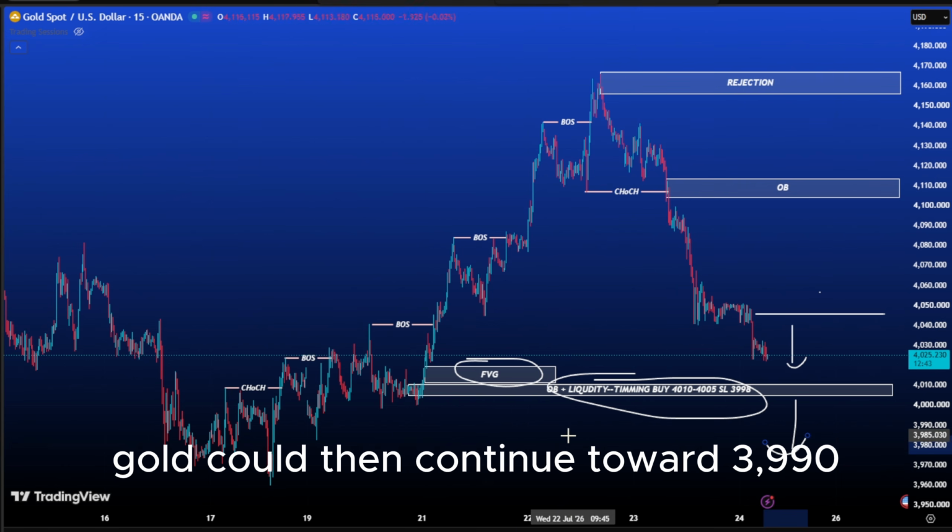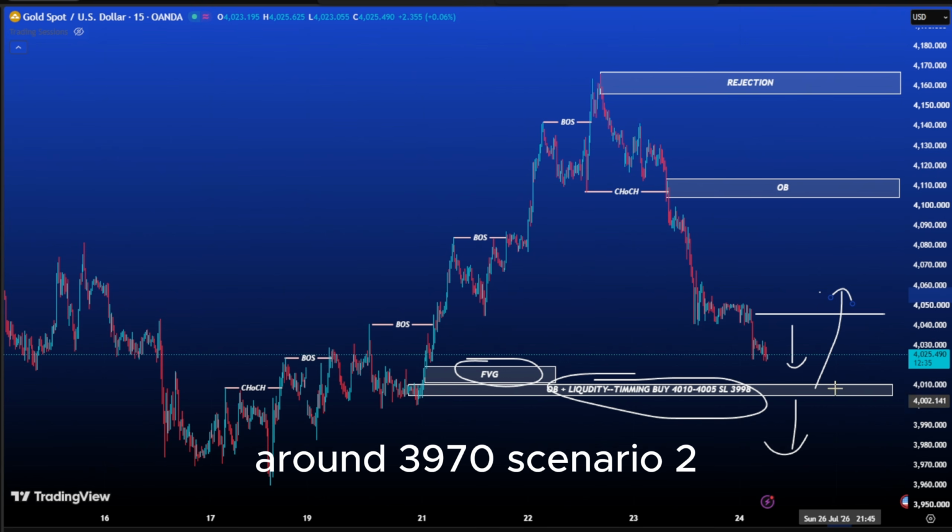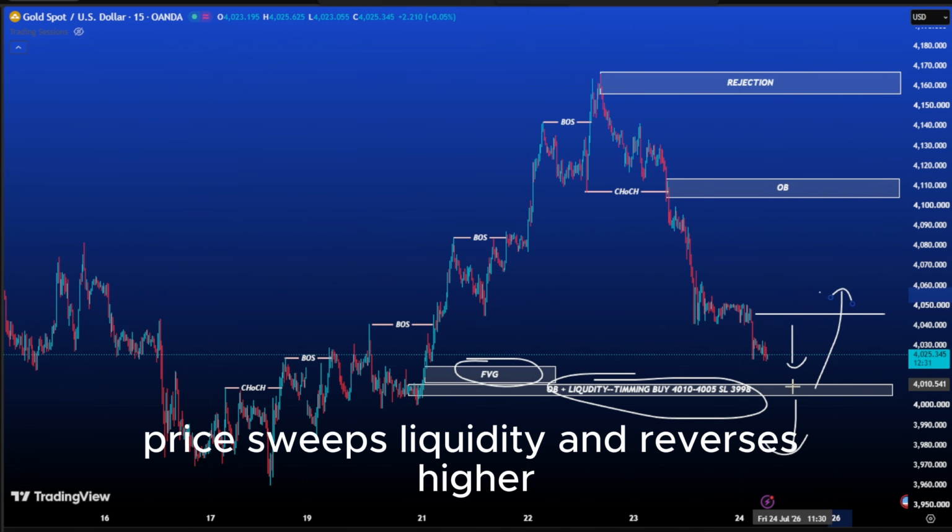Gold could then continue toward 3,990.80 or potentially revisit the previous low around 3,970. Scenario 2: price sweeps liquidity and reverses higher.